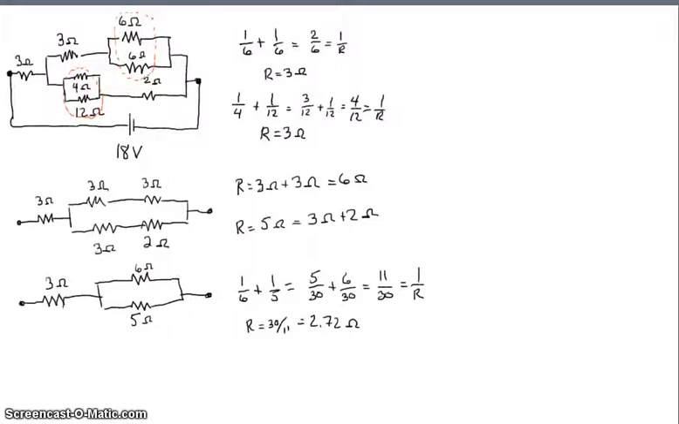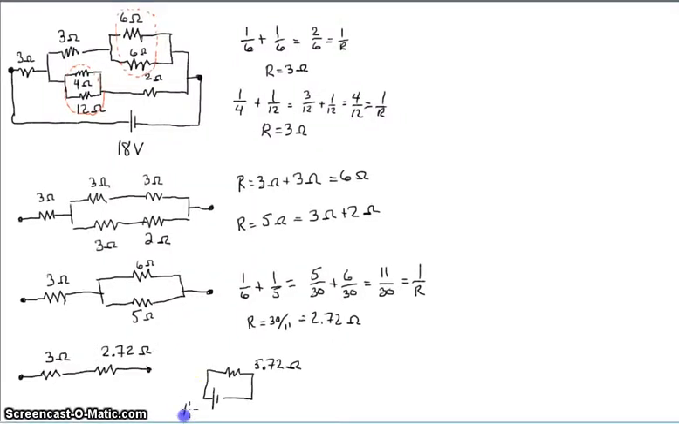I can redraw this one last time. Alright, so what I added to the screen was as follows. We redrew the 6 and the 5 ohm resistor as the 2.72 ohm equivalent resistance. Then I simplified this into a series and added back the 18 volt battery, so I could then calculate the current, which would be 18 volts divided by 5.72 ohms, and that will be 3.14 amps. Alright, now we can work backwards.